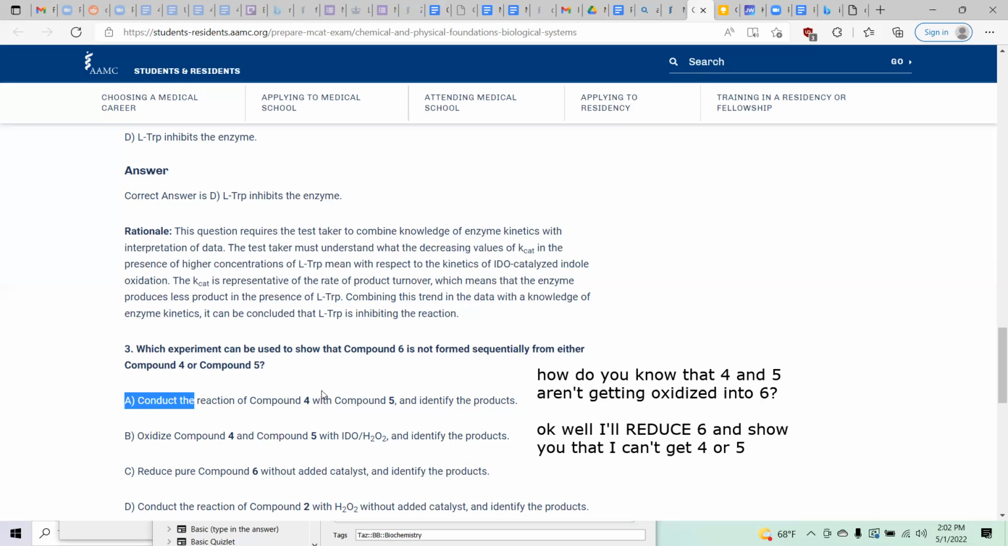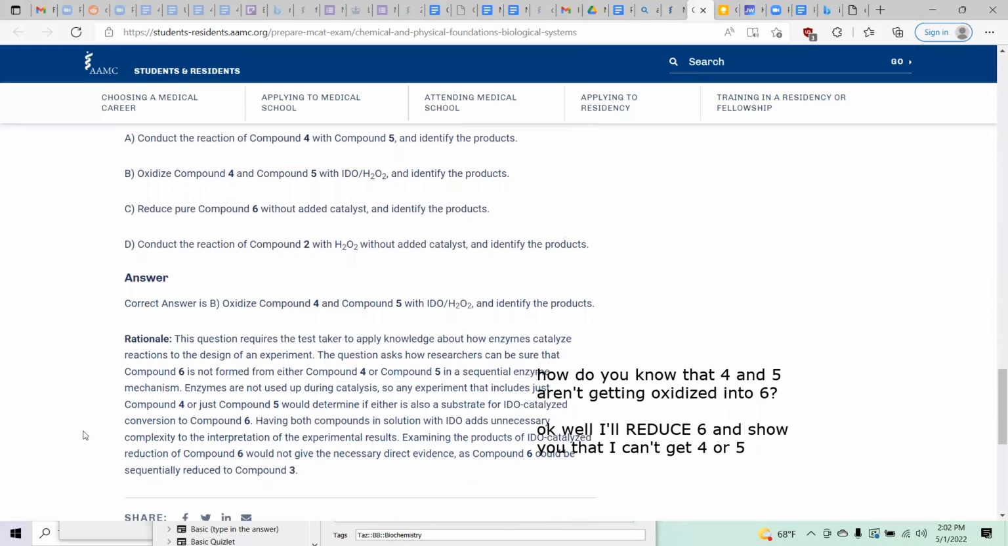They're not talking about a reaction between compound 4 and 5. They're asking sequentially from either. If you do a reaction between 4 and 5, then your PI is going to be like, well, I didn't ask about that. I said, what about if it's either from 4, either from 5, right? So in that sense, this is a much stronger experiment because you're oxidizing these individually. You're oxidizing 4 with this and you're oxidizing 5 with this, and you're identifying the products. So great. I'm pretty sure that B is better than A.